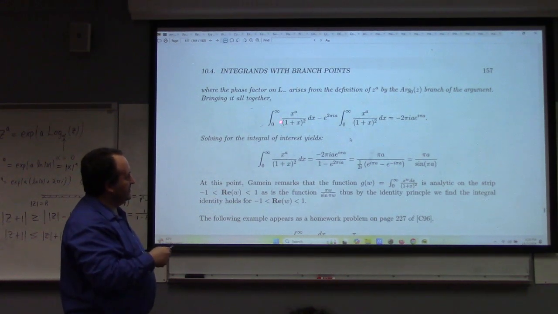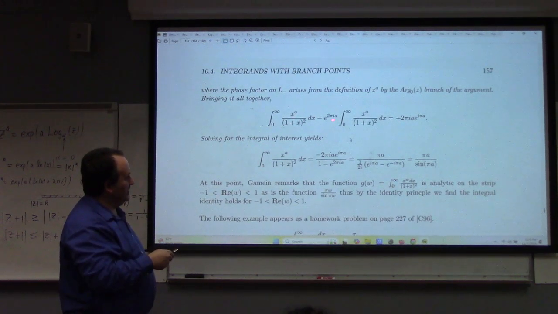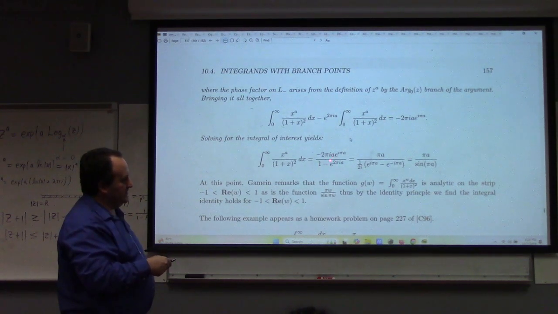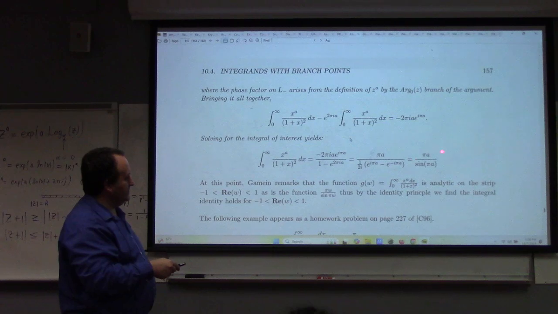And so we're interested in this integral, so we solve for it. You just factor out 1 minus e to the 2 pi i, and then divide. And there you go, this integral is equal to that, which, after you do some calculations, you should get pi a over sine pi a. So there you go, this integral is equal to that.